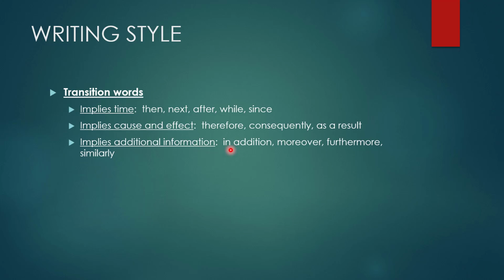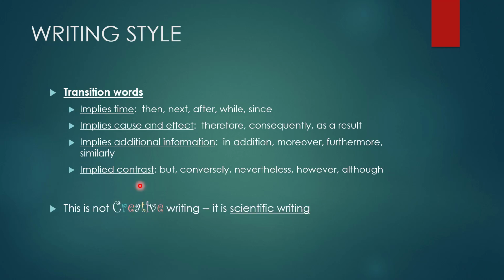Implies additional information: in addition, moreover, furthermore, similarly. Implied contrast: conversely, nevertheless, however, although. I'll say the word but here, and that's fine if it's within a sentence, but don't start sentences in formal writing with but, and, or. And again, this is not creative writing. It is scientific writing. It's formal, okay?